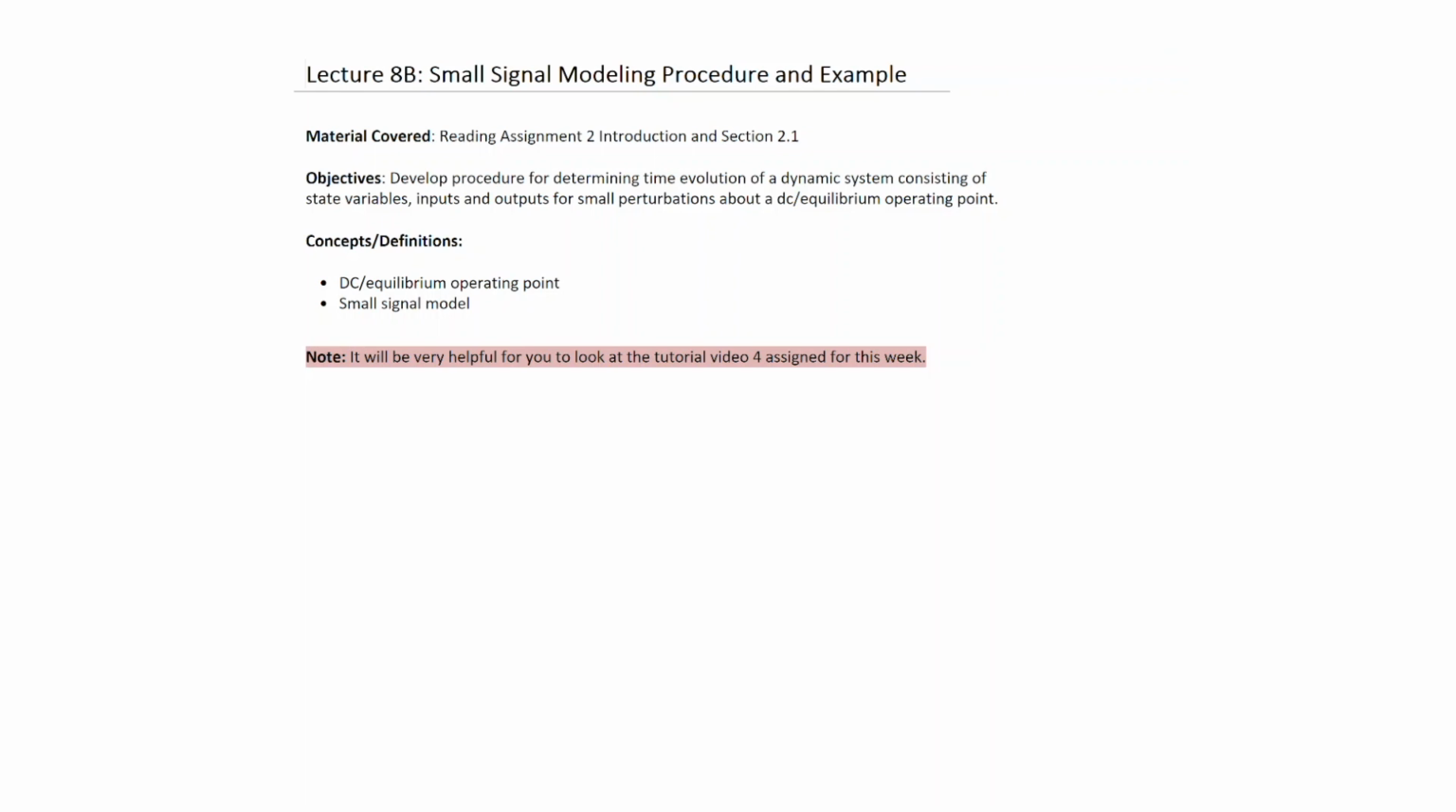And as stated in the previous lecture, what's the objective? It's to develop the procedure for determining the time evolution of a dynamic equation consisting of state variables, inputs and outputs for small perturbations about a DC equilibrium operating point. But we'll work through an example in this case. Concepts and definitions are the DC equilibrium operating point and the small signal model.